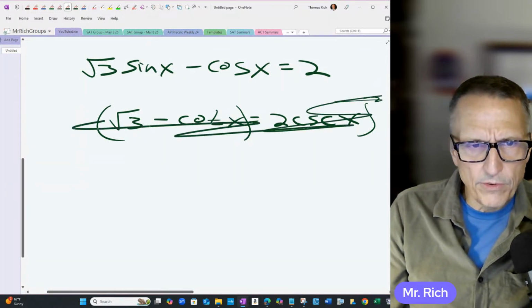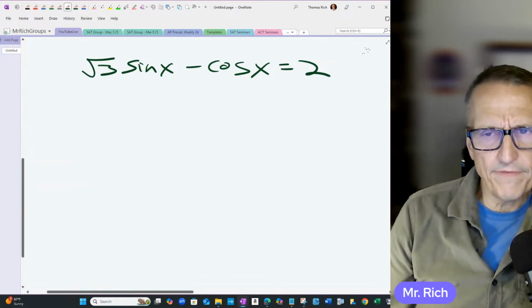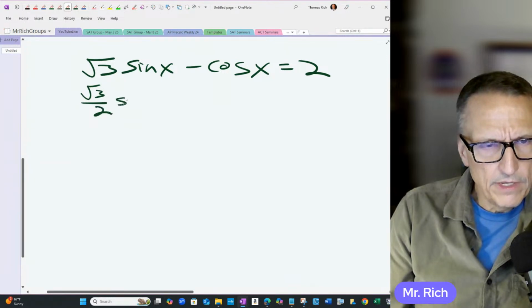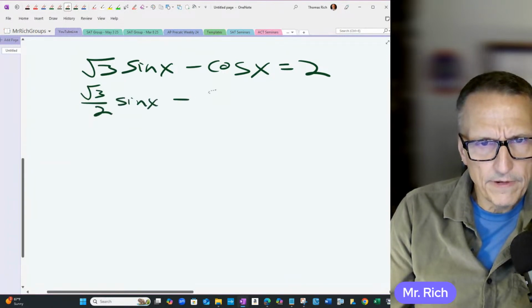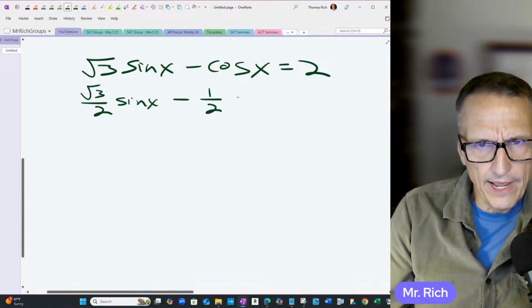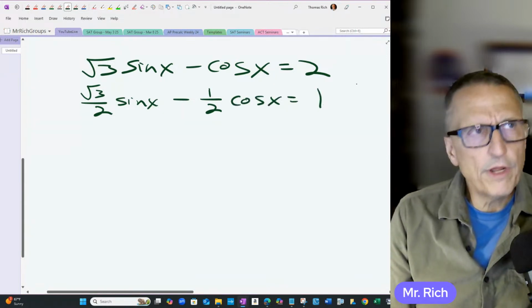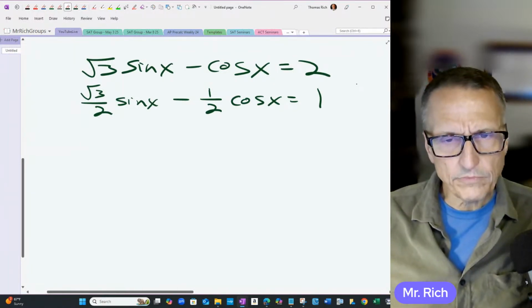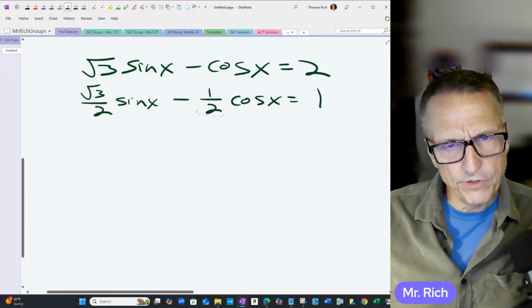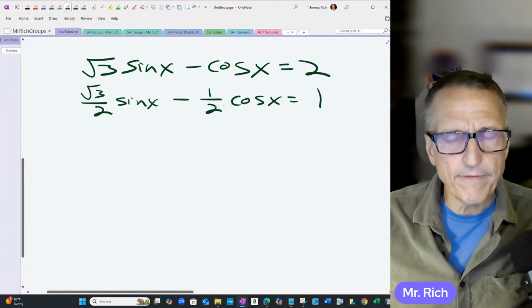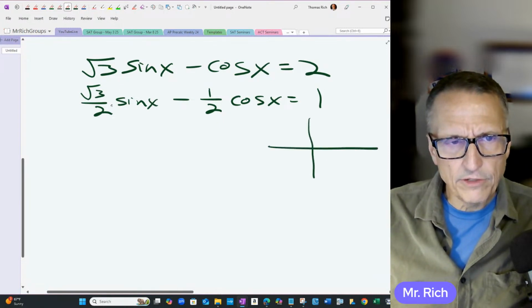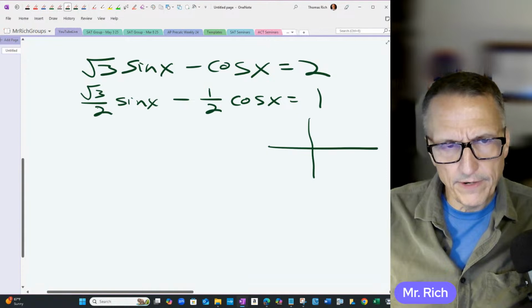Now, one of the things that I notice here is that if I were to divide by 2 all the way through, this becomes this. And this would be a minus 1/2 cosine x when I divide that by 2. And that gives me a 1 on the right-hand side. Now, this looks a little bit familiar here, because I noticed this root 3 over 2 and negative 1/2. Now, if I consider the unit circle, that looks like a particular point on the unit circle.